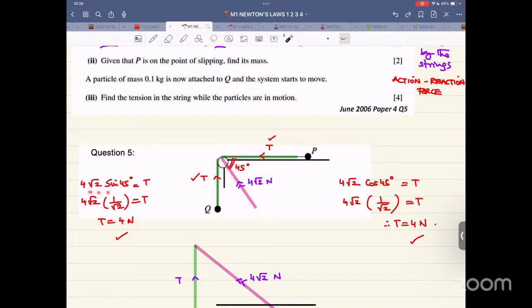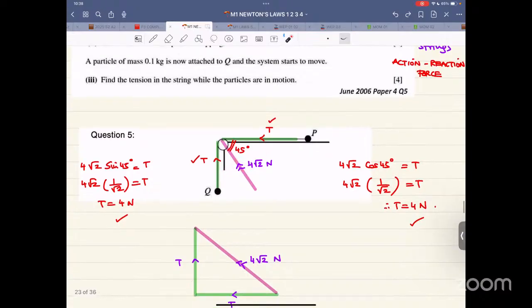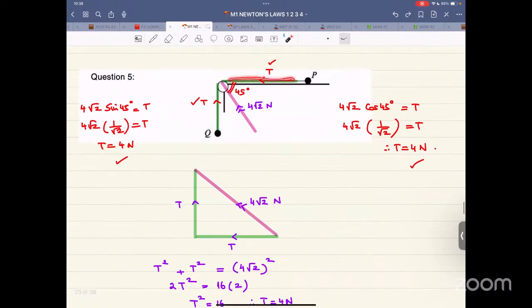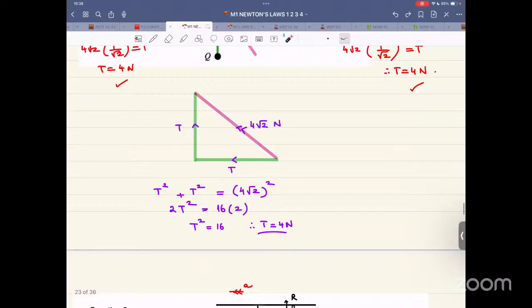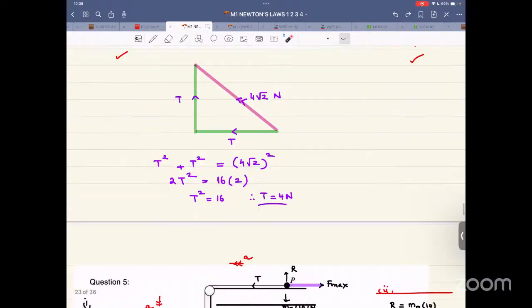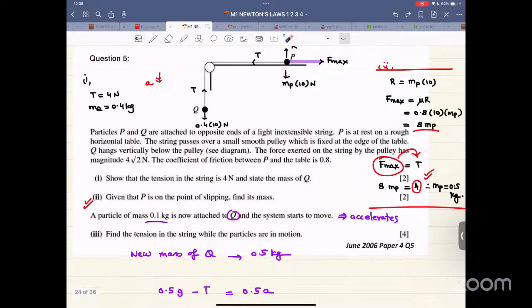So 4 root 2, that's the resultant. 4 root 2 cos 45 is T. This is 4 root 2 sin 45, that is T, or 4 root 2 cos 45 is T. I'm using the exact value. Or if I take this T and join them head to tail, this is T, this is T, this is the resultant. That resultant comes out to be 4 root 2 Newton, and hence you find the value of T as 4 Newton. So different ways of doing this thing.